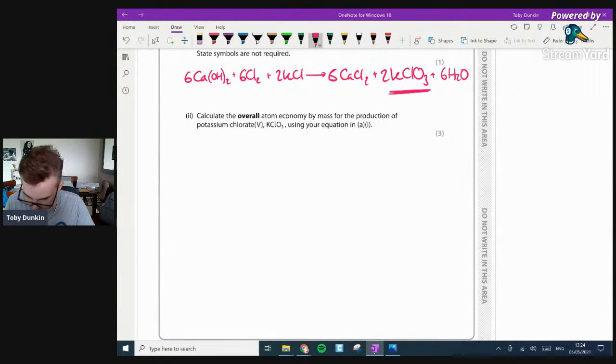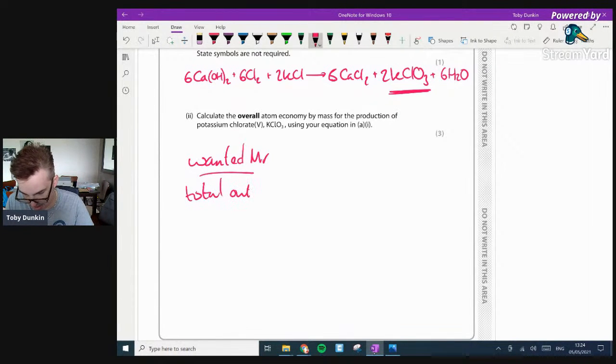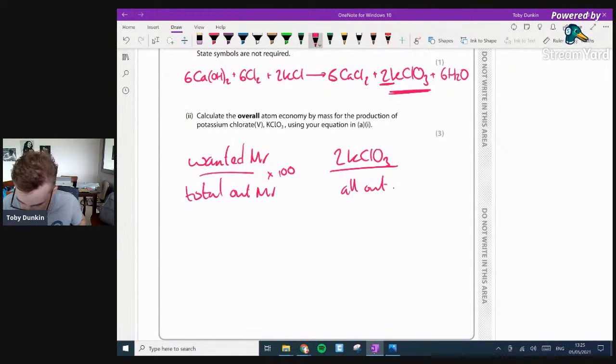Overall atom economy: wanted MR over total out MR times 100. Wanted MR is potassium chlorate. Potassium is 39.9 plus 35.5 plus 16 plus 16 plus 16, which is 123.4, but there's 2 of them. It's the only time we ever do this, times by 2. So we have 2 KClO3 over all of it, all out, times 100.